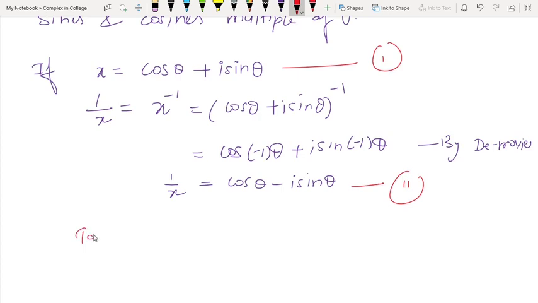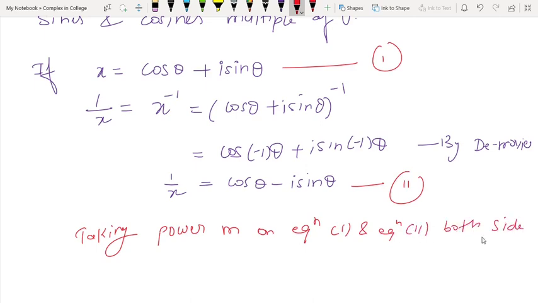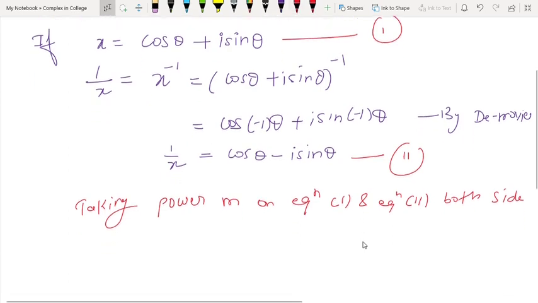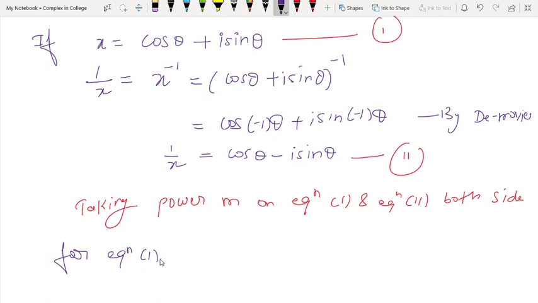Taking power m on equation 1 and equation or result 2, both sides. So let's take one by one. For equation 1, if I take power m, what will happen? This will be x raised to m equal to cos theta plus i sin theta raised to m.